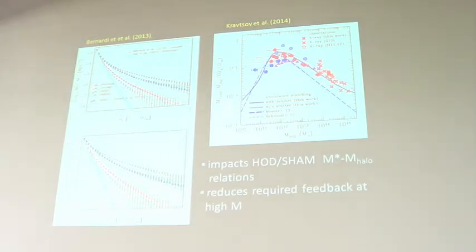So I just want to say that this not only has an impact on the HOD, stellar mass and halo relation, but also probably required less feedback because we have more stars there. So the stellar mass is actually larger than what people thought before.